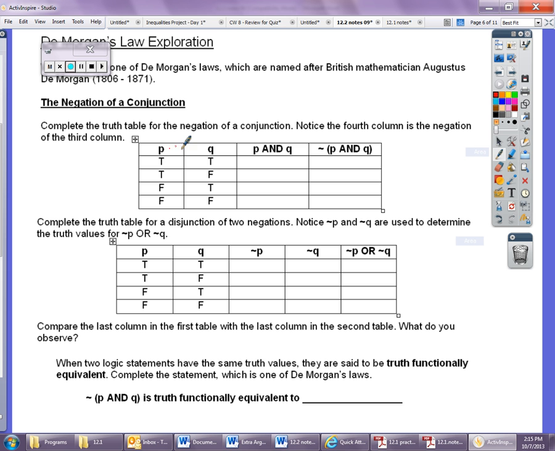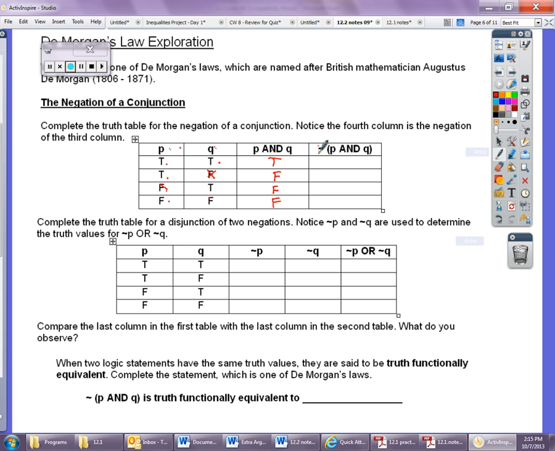So we need P and Q to both be true. If we look at P, true, true, and that's true. True, false, that means this is false. False and true, that means this is false. And they have to both be true. Well, false and false, that's still false.